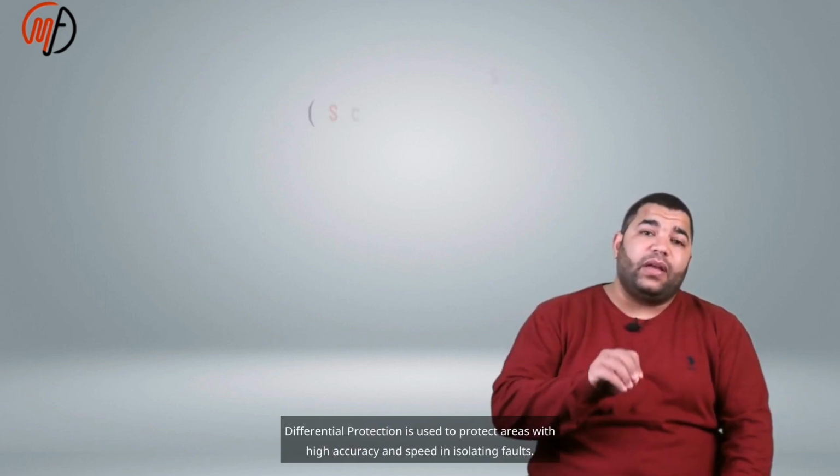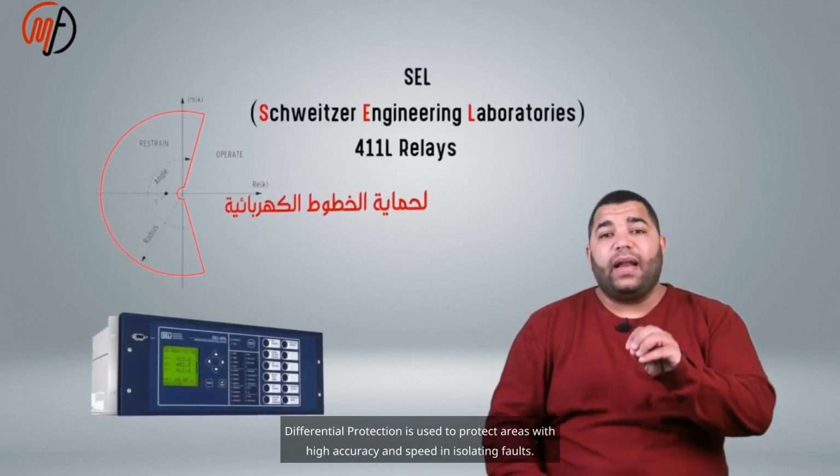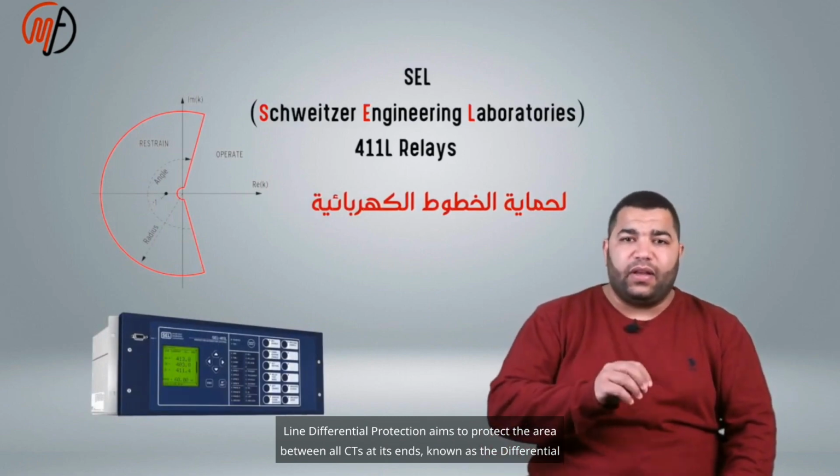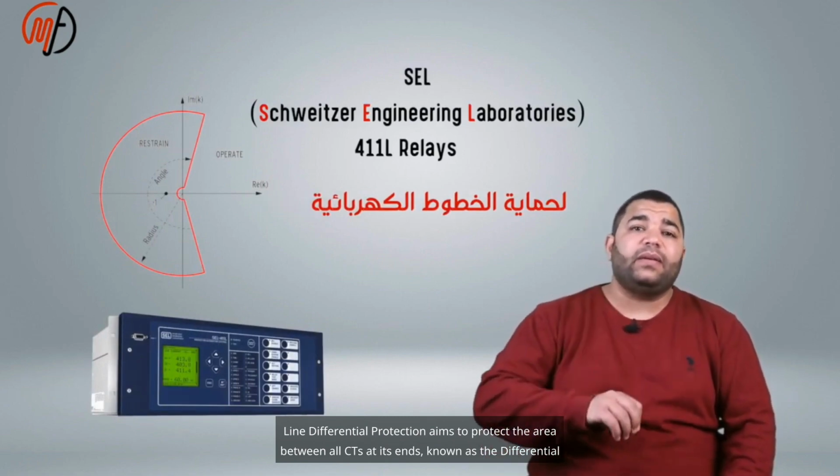Differential protection is used to protect areas with high accuracy and speed in isolating faults. Line differential protection aims to protect the area between all CTs at its ends, known as the differential operate area.